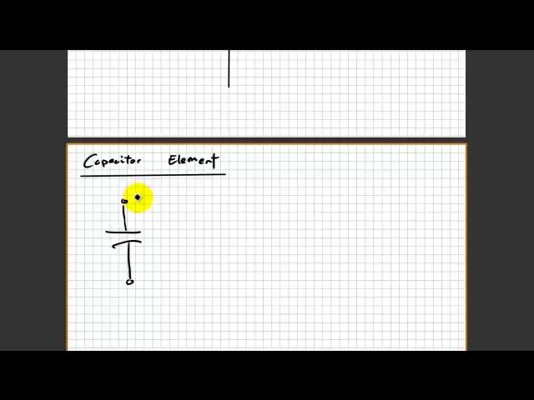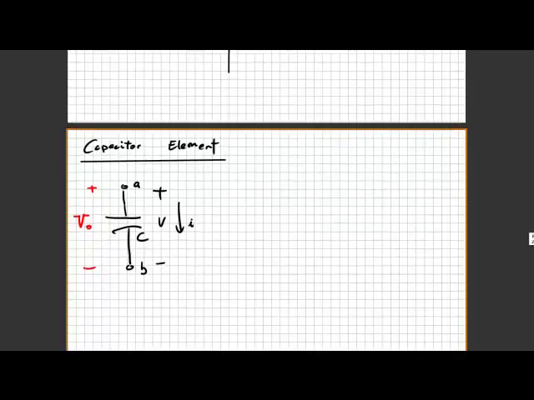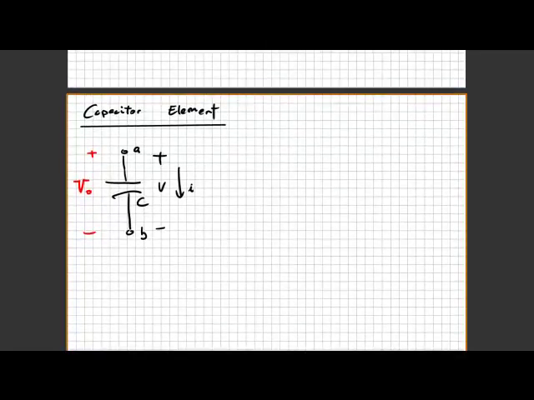From terminal A to B, with C standing for the capacitance, the voltage across the two points is a small v, and the current flowing through the capacitor is denoted as small i. I'm going to use the red color to indicate the initial value, capital V naught, the initial value of the voltage. As you probably recall from Circuits 1, capacitor voltage is continuous. So we can relate that with the equation i equals C times dv/dt. No matter what, we're going to have continuity of voltage for capacitors.